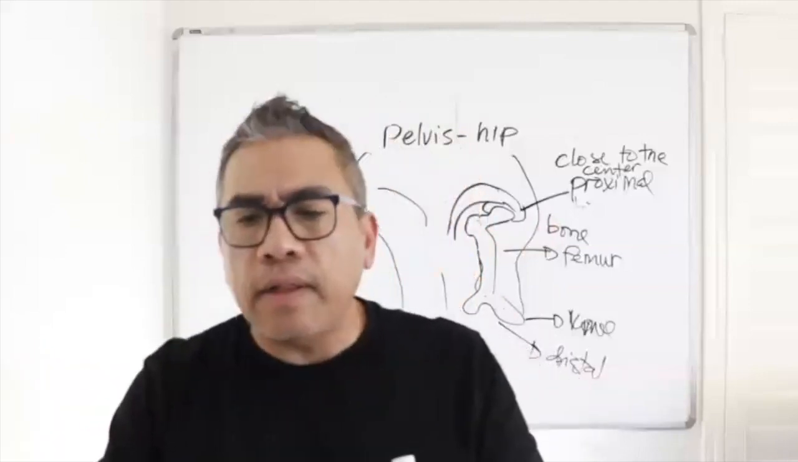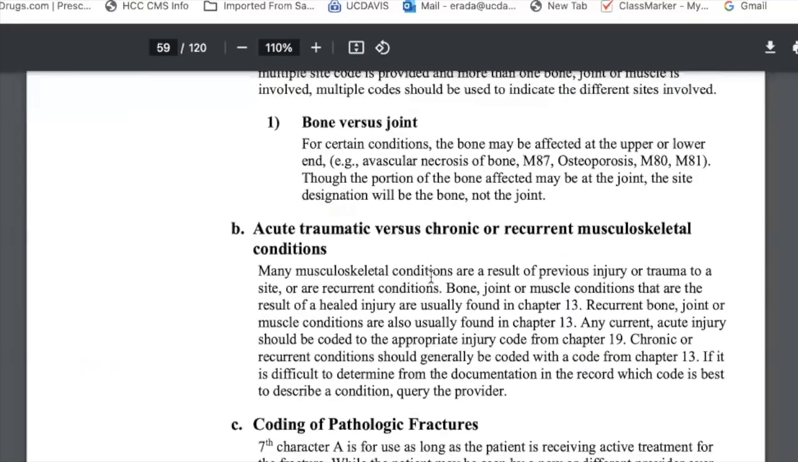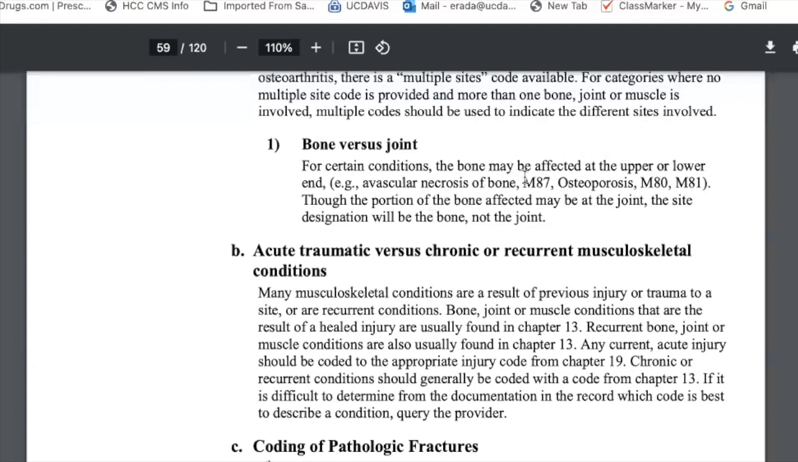Okay, so what the guidelines are just trying to explain to us, guys, is what is indicated here: though the portion of the bone affected may be at the joint, the site designation will be the bone, not the joint. So we want to make sure that you are coding it to the bone that is identified, regardless of whether that bone meets or converges in that particular joint.